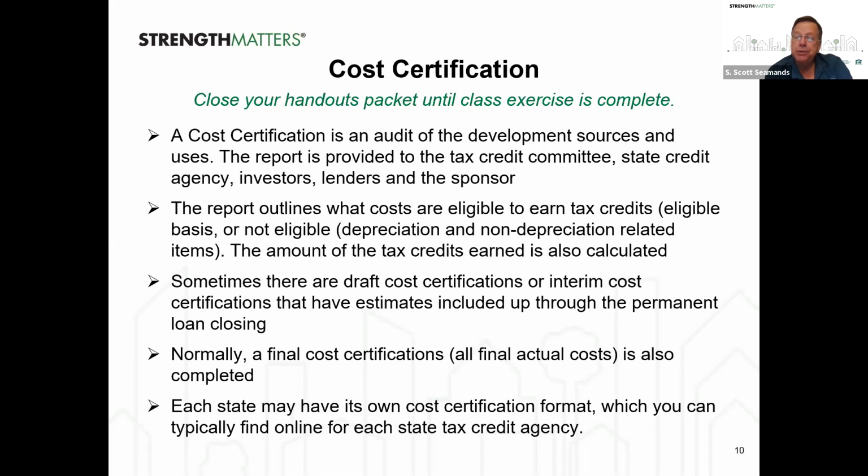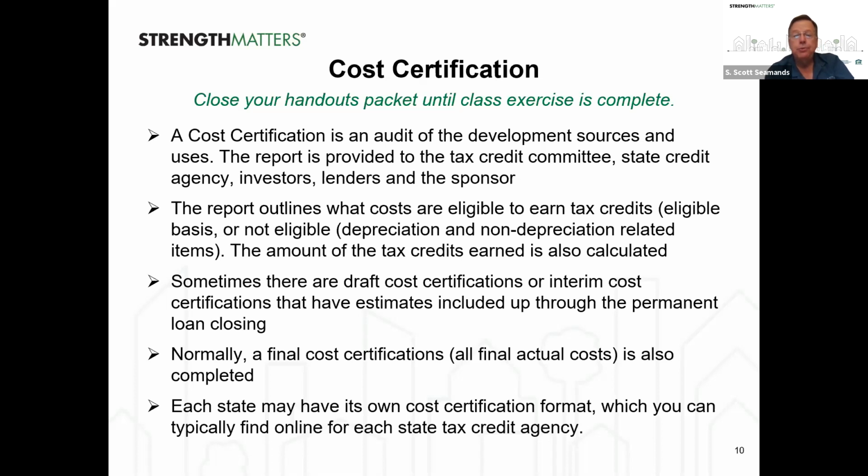On the Massachusetts version, the second bullet point here is talking about the tax credit calculation itself. On the California version, we don't show that calculation on the cost cert, we just show the eligible basis. But today we'll be showing you the Massachusetts version, which actually does show the calculation of the credits. We've seen that before, but we'll see it again today. And the third bullet point is talking about interim versus final cost certs.